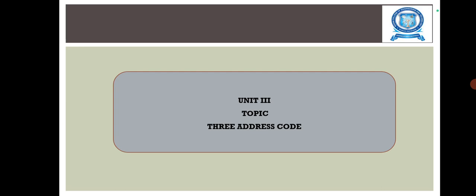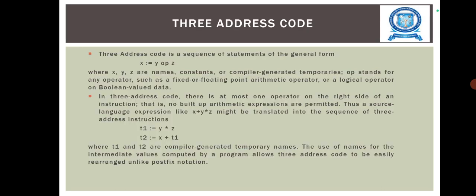Unit 3, Topic 3: Three Address Code. The three address code is a sequence of statements of the general form x = y op z, where x, y, z are names, constants, or compiler generated temporaries. OP stands for any operator, such as a fixed or floating point arithmetic operator, or a logical operator on Boolean valued data. In three address code, there is at most one operator on the right side of an instruction, that is, no built up arithmetic expressions are permitted.